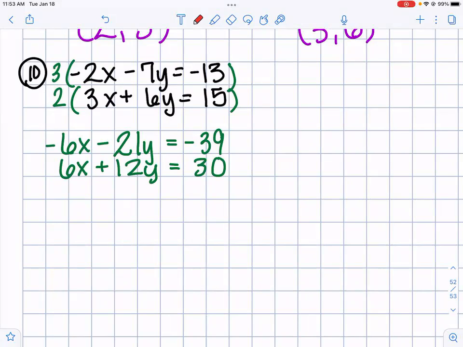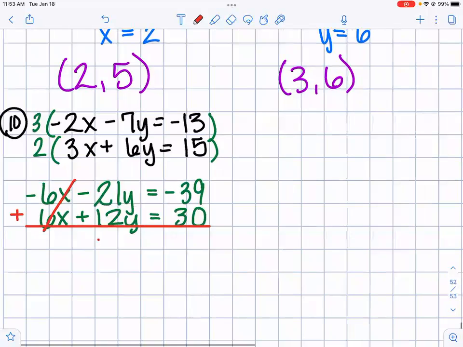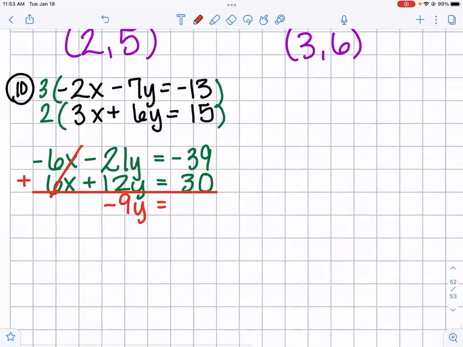Okay, so if I want to cancel these out, I've got negative 6 and positive 6, so I need to add. If they're different, you add. If they're the same, you subtract. Negative 6 plus 6 is 0. That goes away. Negative 21 plus 12, anybody know? Negative 9. y equals negative 39 plus 30. It's negative 9.